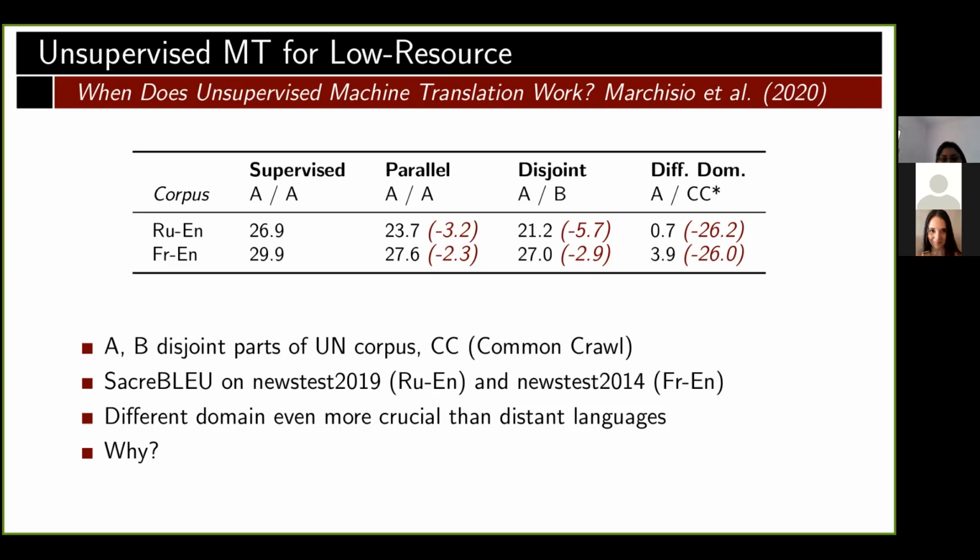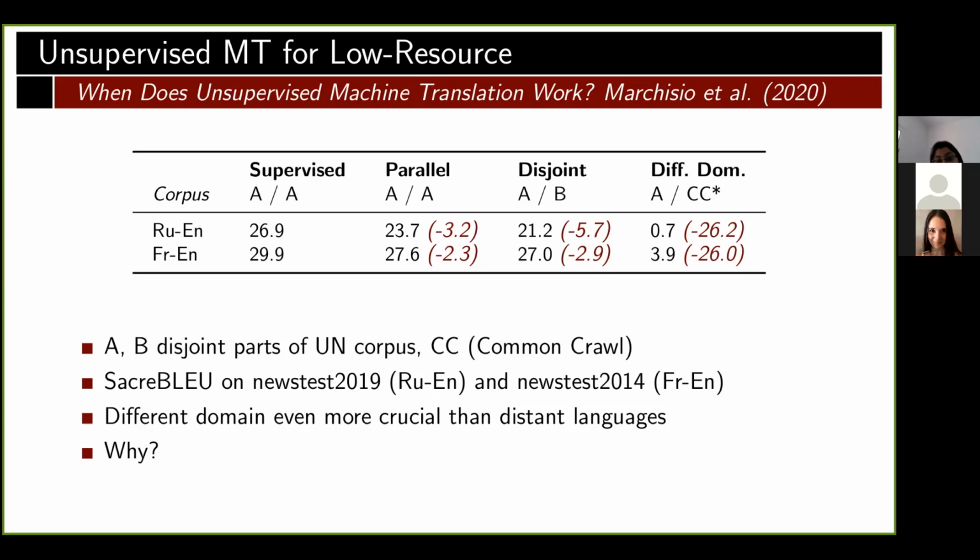They analyzed the performance with BLEU on two language pairs: French and English, which are close languages, and then Russian and English, which still belong to the same family, but are more distant languages. The table here above shows the BLEU score in different experiments. We have what says here supervised. This is the result of a supervised machine translation system trained on the same part of the UN corpus. So AA, same domain, same sentences, everything parallel.